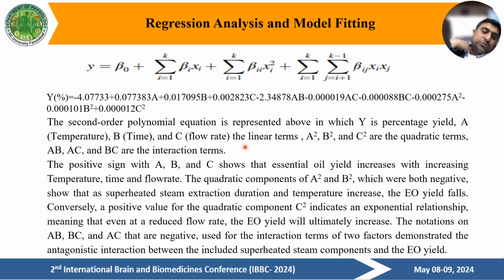interaction terms. So a positive sign of A, B, C shows that essential oil yield increases with increasing temperature, time, and flow rate, and the quadratic components of A square and B square, which were both negative, show that during the superheated steam extraction, as the time and the temperature increase, the yield decreases. Consequently, a positive value of the quadratic term C square indicated the exponential relationship, meaning that even at a reduced flow rate, the essential oil yield ultimately increases.